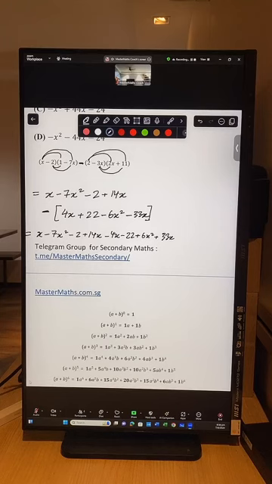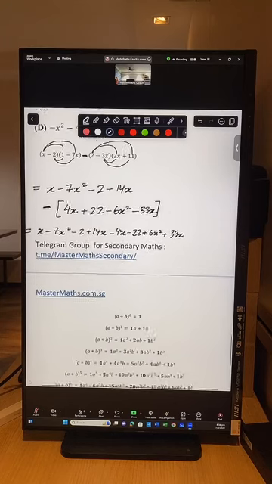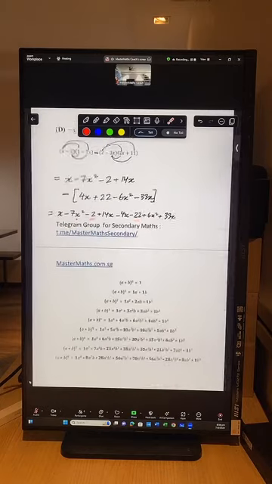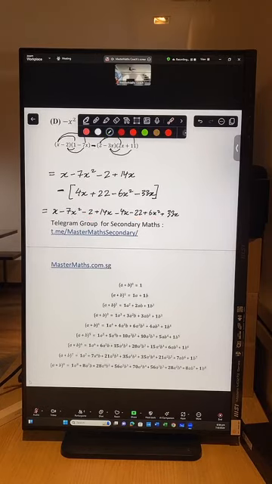Now, I'm going to simplify. What do I mean by I'm going to simplify, guys? All the x's, I'm going to have to group them together. All the x squares, I'm going to have to group them together. And all the numbers, the ones without the x, I'm going to have to group them together. I cannot just give your answer like that. Must group together. Okay, so let's do x square first.